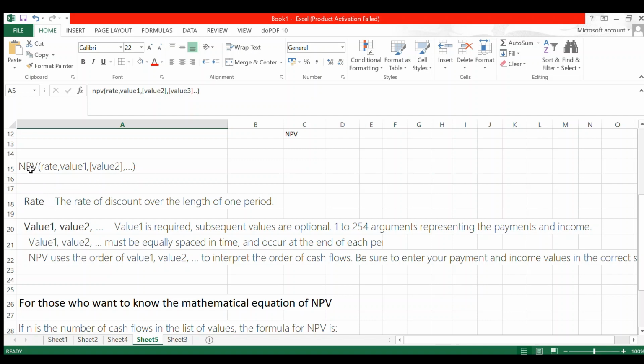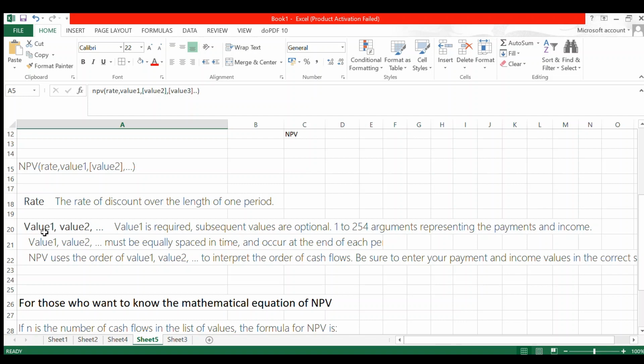So we can see NPV, rate, value 1, value 2, etc. Rate is nothing but your expectation from the investment. It is the required rate of interest, the rate of discount over the length of one period. So you are expecting this much rate from your investment. And value 1, value 2, value 3 up to value 254 are the cash flows. Value 1 is required and all the subsequent values are optional.